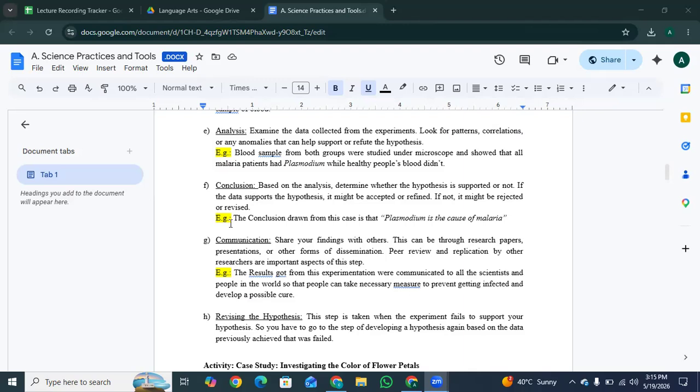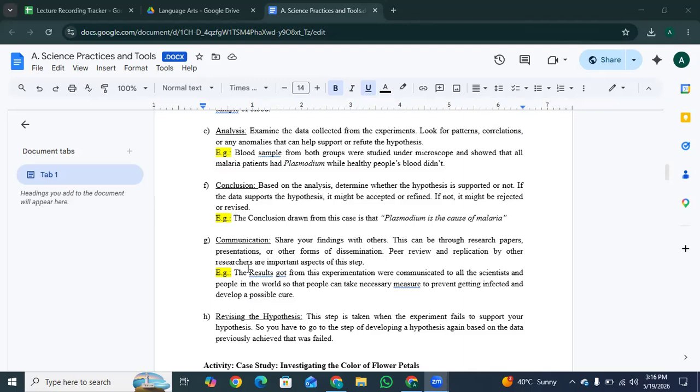For example, the conclusion drawn from this case is that plasmodium is a cause of malaria because plasmodium was found in every single malaria patient and none of the healthy people. Scientists officially decided on the truth, which is the conclusion that plasmodium is a cause of malaria.